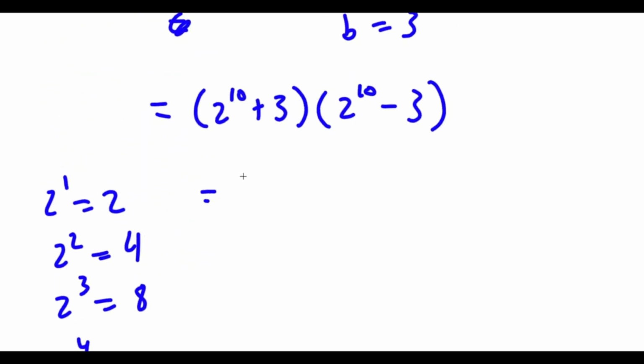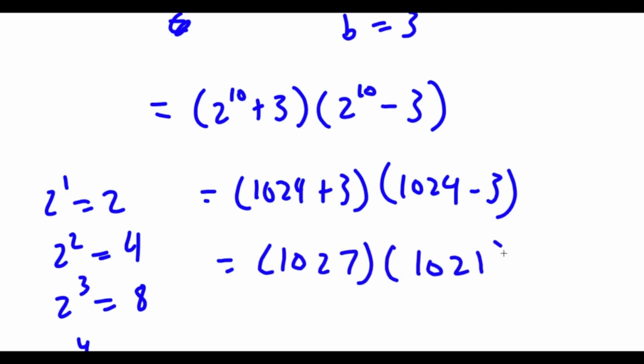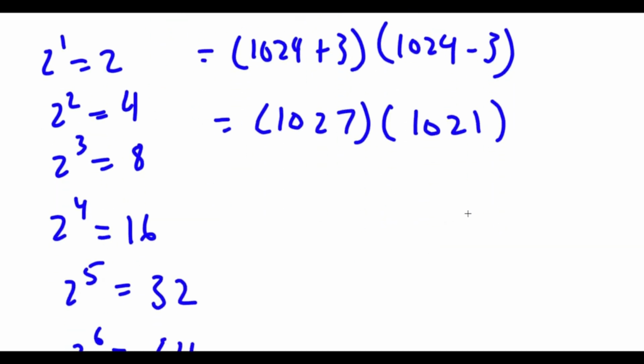So now I have 1024 plus 3 times 1024 minus 3. Now 1024 plus 3, that's going to be 1027. And 1024 minus 3, that's going to be 1021. So now I have 1027 times 1021.